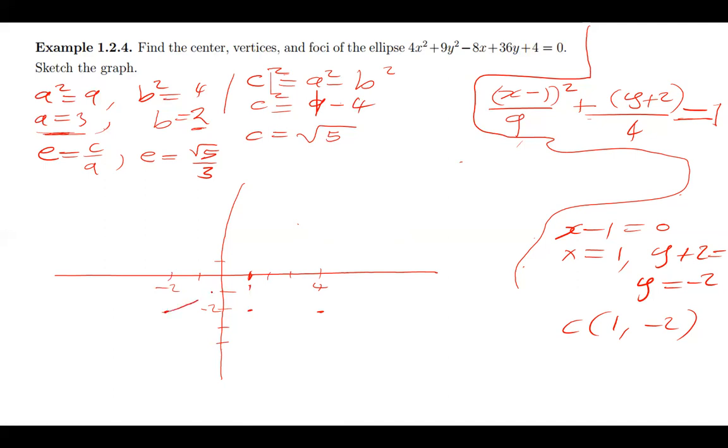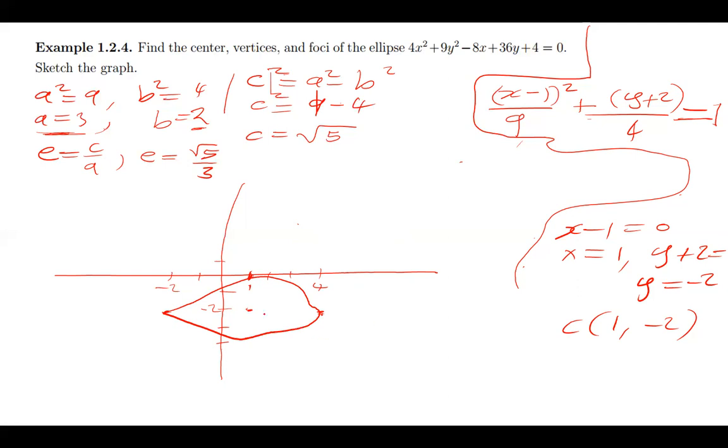So we join the 4 points. That's going to be like this. There's a point somewhere there. Okay, so that is how you do the sketching.